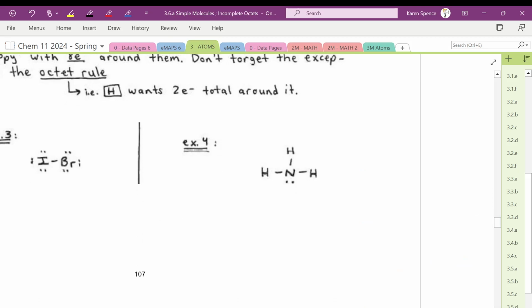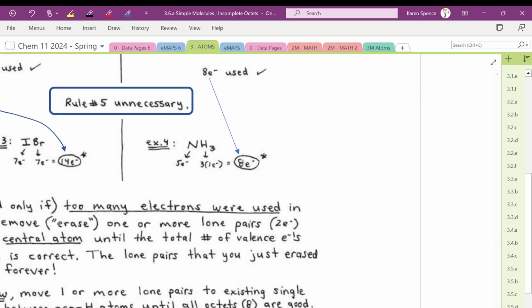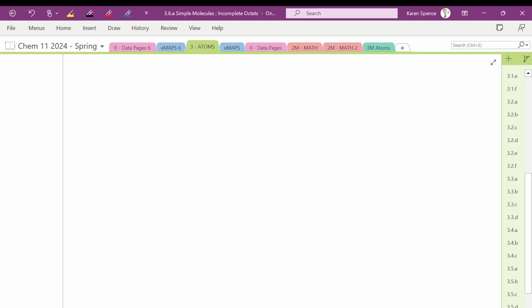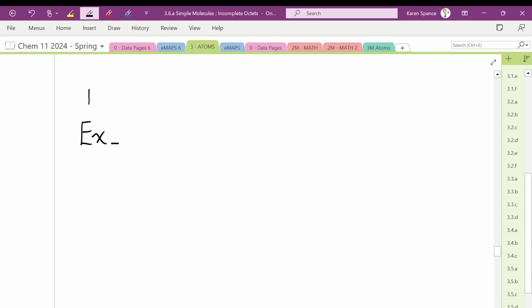All right. Do we feel like we need to do another example or are we okay? We're good. We can move on. Excellent. So now we're going to do, and this example is on page 108, BH3.